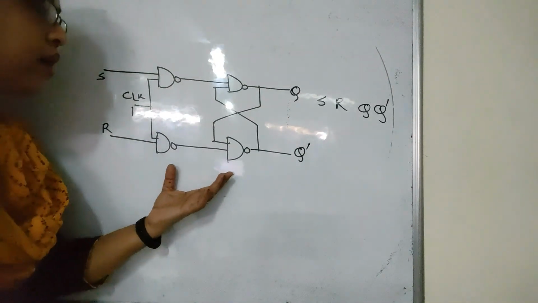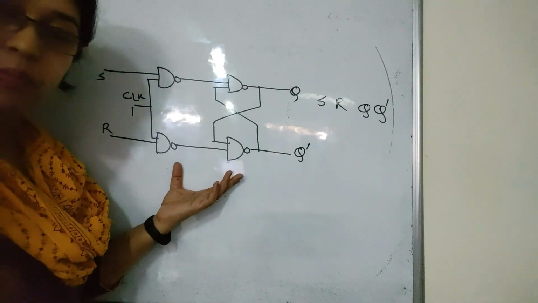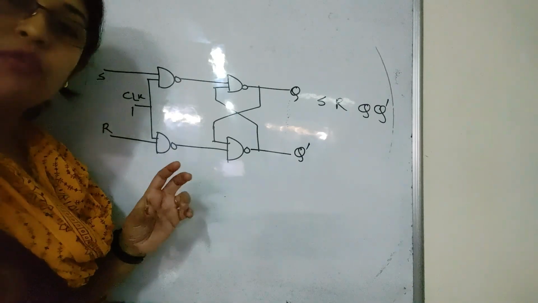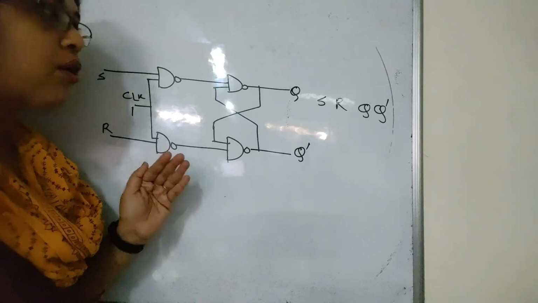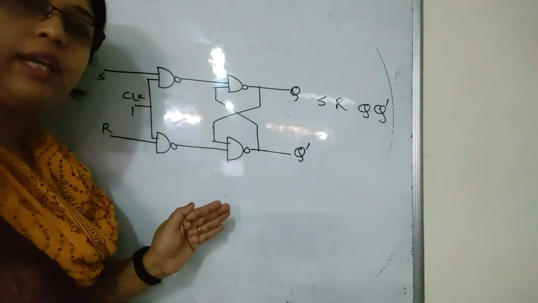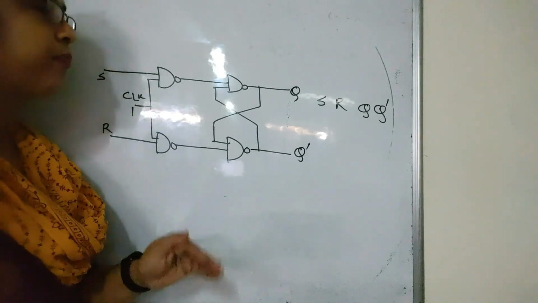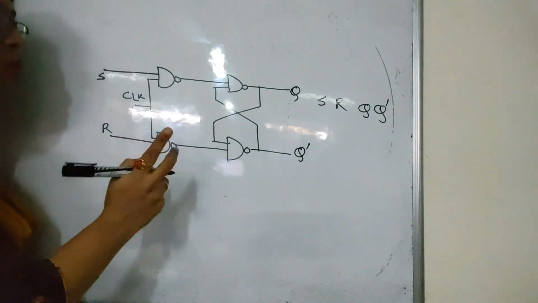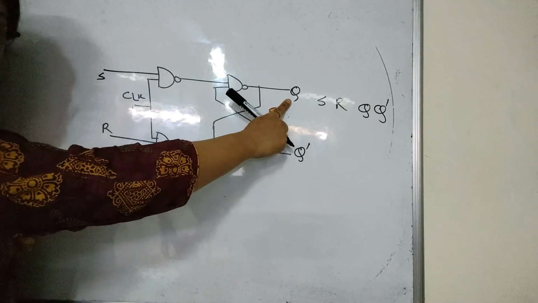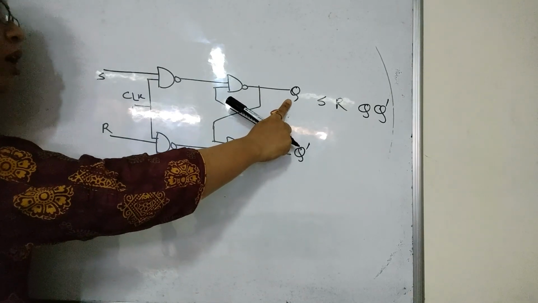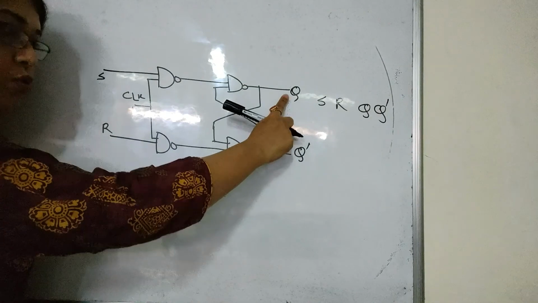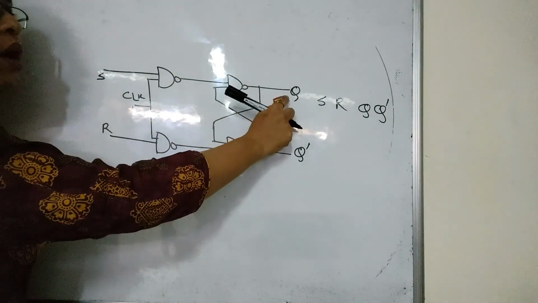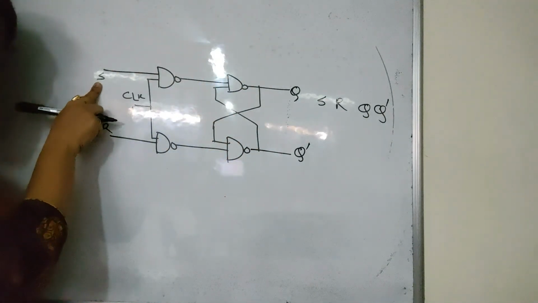Now this is the NAND gate SR flip-flop. Since we have already understood the concept of NOR gate SR flip-flop, we are going to very quickly do the NAND gate SR flip-flop. There are a few differences in NAND gate SR flip-flop. You can see the position of Q. Previously, in NOR gate flip-flop, the Q output was with the R input line, but over here the Q output line is along with the S.